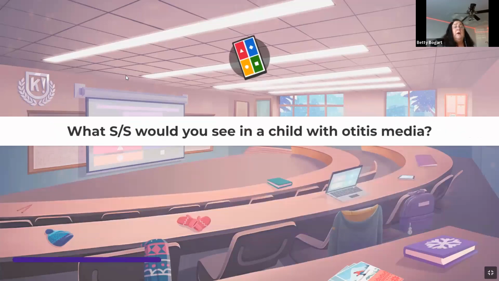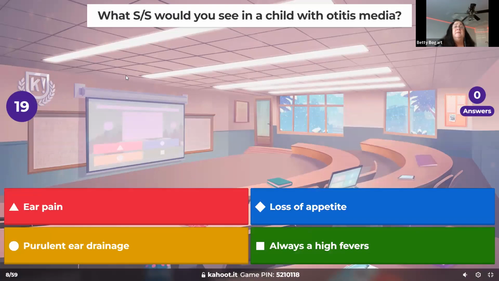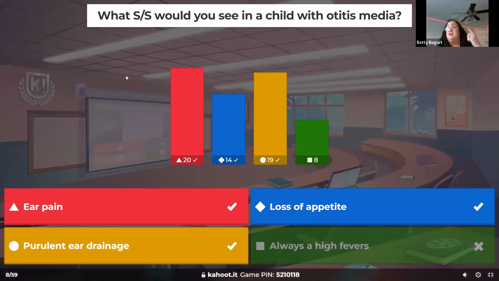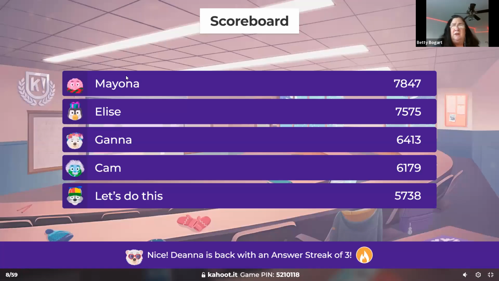Another multi. What signs and symptoms would you see in a child with otitis media? Well, what is an otitis media? Otitis media is an infection of the middle ear. It's very painful. Remember, your priority is medicate for pain. You sometimes will see that it's already burst and there's a drainage, loss of appetite, and sometimes there are no fevers with ear pain with otitis media, believe it or not. Never high fevers.